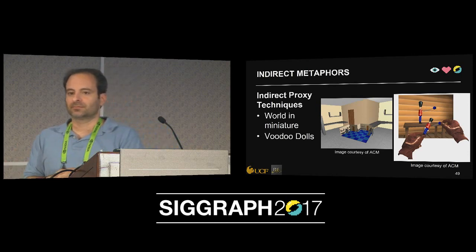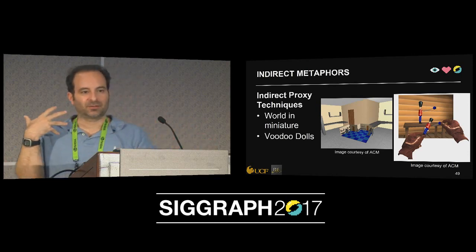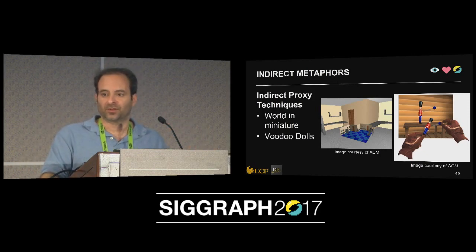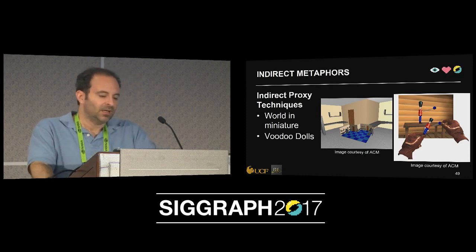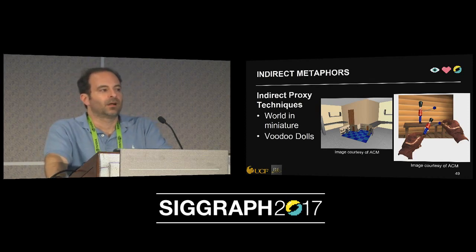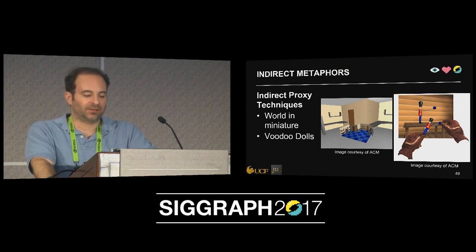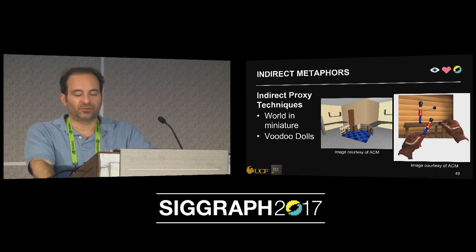Now, we've talked about a whole bunch. They're going to keep coming, okay, and I'm doing this because I want you guys to know that there's a lot of techniques out there for you to choose from that have already been developed, and you can look at them and you can use them, or you can derive from them, okay? So the indirect metaphors are metaphors for selection and or manipulation that effectively are using indirect means to select an object and manipulate it.